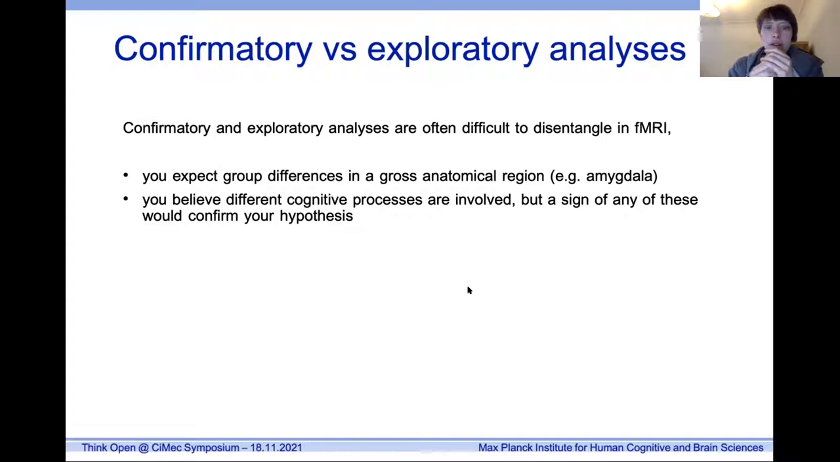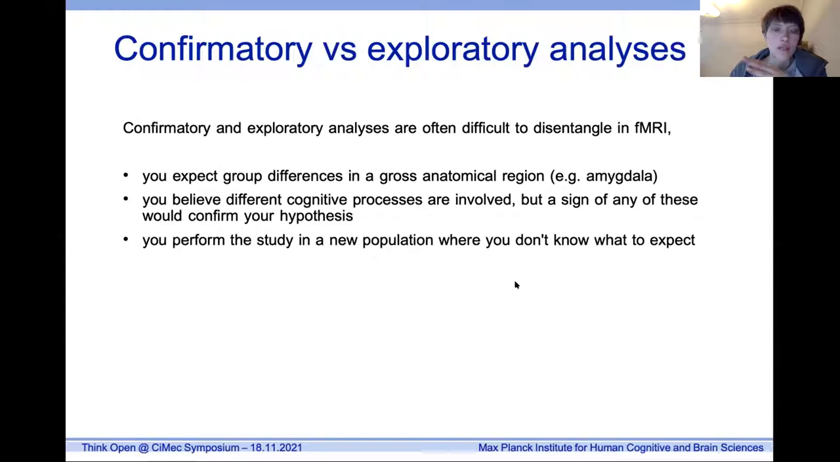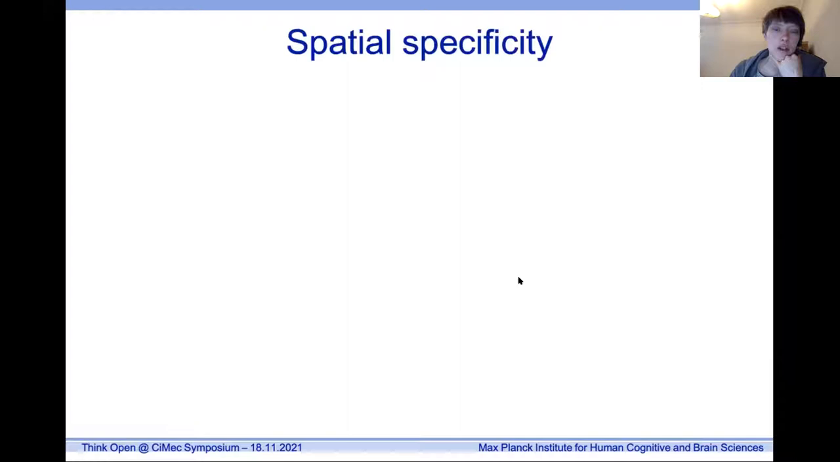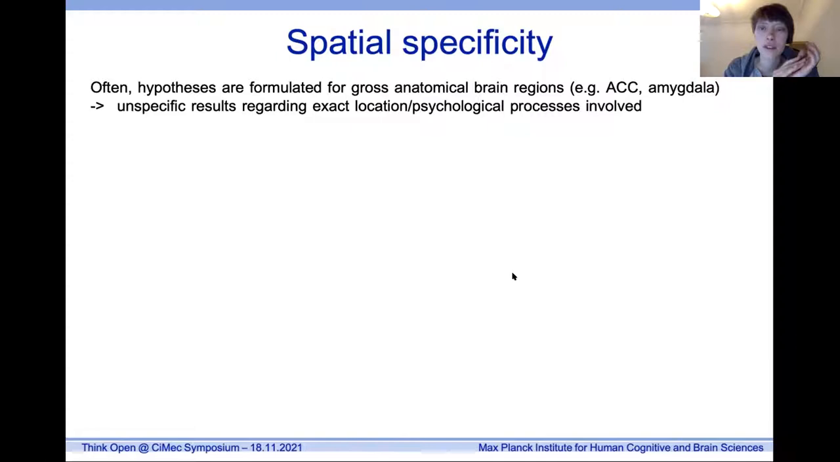Also, when you do it in a new study population where you don't know what to expect, or if you perform truly data-driven analysis. And I think especially the topic of spatial specificity is important and also relates to power, because often we formulate hypotheses for gross anatomical regions like amygdala. And this then leads to unspecific results regarding the exact location and the psychological processes involved.